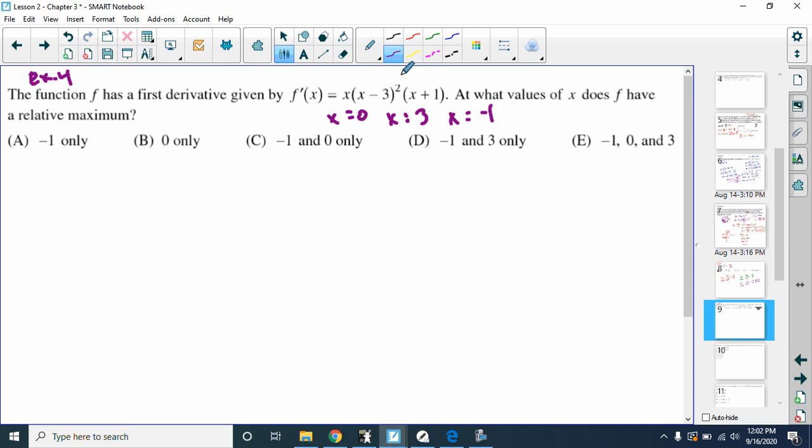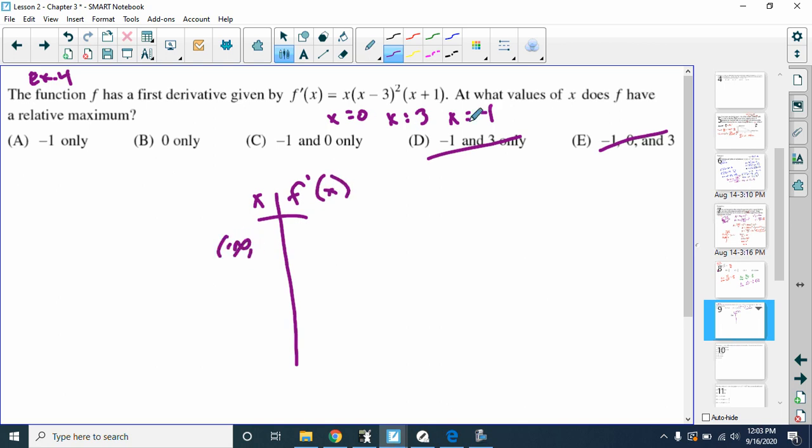Because the x minus 3 is squared, we know the sign of the first derivative does not change at 3. x equals 3 is not going to be a max or a min. So we could cross those two off. The problem is we can't decide between these yet. So we are going to need to use either the first derivative test or the second derivative test. I would not want to take the derivative of this, so the first derivative test is by far going to be the way to go.